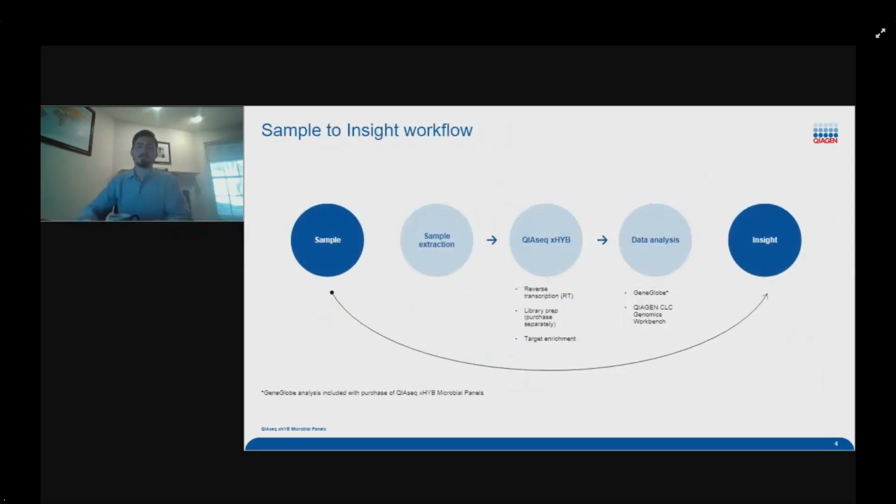Now, these panels fit into the standard spot where NGS fits in QIAGEN's sample to insights workflow, where, as I'm sure you're aware, QIAGEN offers quite a few different DNA and nucleic acid extraction kits, and after that comes your NGS step. But what I want to highlight here is that there's 2 different routes of bioinformatics, where we offer, included with the cost of the kit, analysis for free on our GeneGlobe analysis tool, which is a browser-based bioinformatic analysis. And for a more in-depth analysis, we have built-in pipelines in our QIAGEN CLC Genomics Workbench.